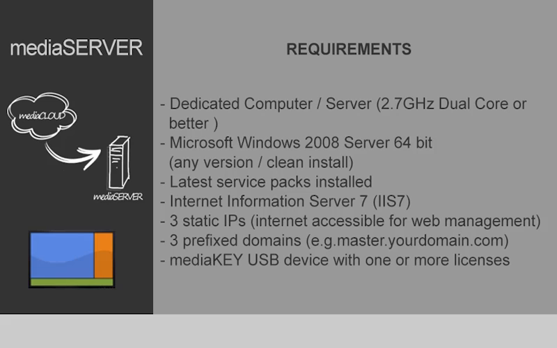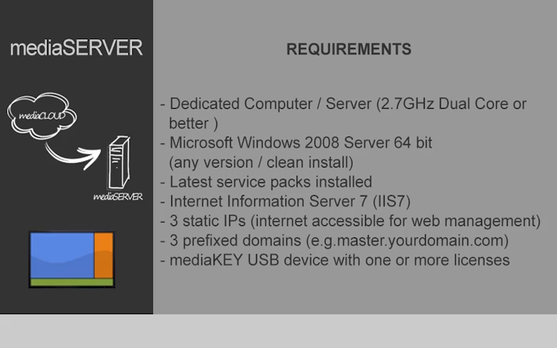Now you will need 3 static IPs. Now these IPs can either be internet accessible or not, it's up to you. If you plan on running the complete mediaSERVER solution over a local area network, a virtual private network, or over a WAN, and you don't need any web access at all, everything will be completely private, then you can just get 3 local static IPs.